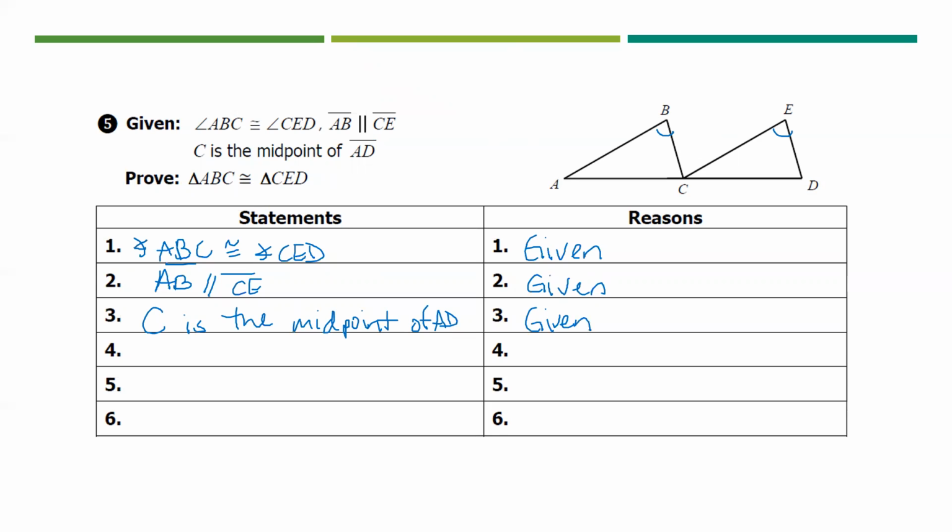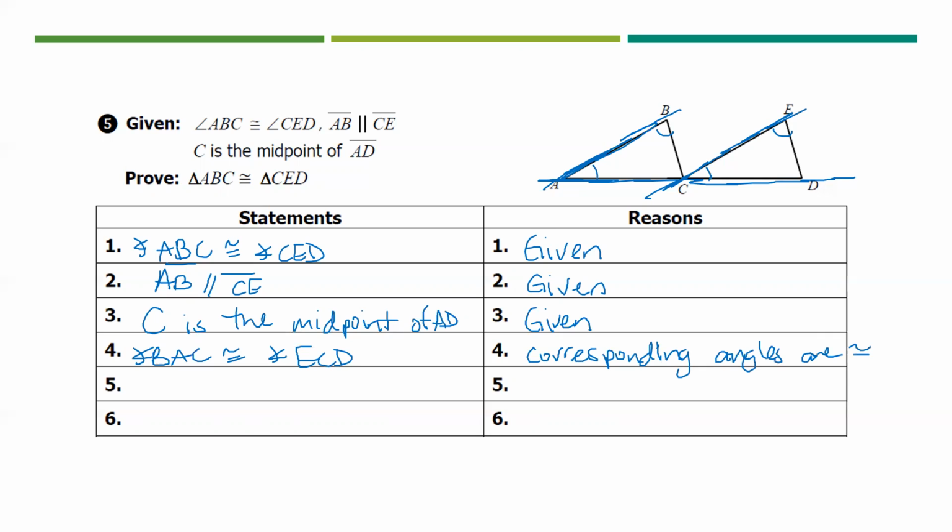Okay, so let's work with that parallel stuff. AB is parallel to CE. Here is a transversal. Well, I see some corresponding angles here. I'm going to say that angle BAC is congruent to angle ECD because of corresponding angles. So this is a little different. We keep saying alternate interior angles with these pictures, but in this one, it was corresponding angles.